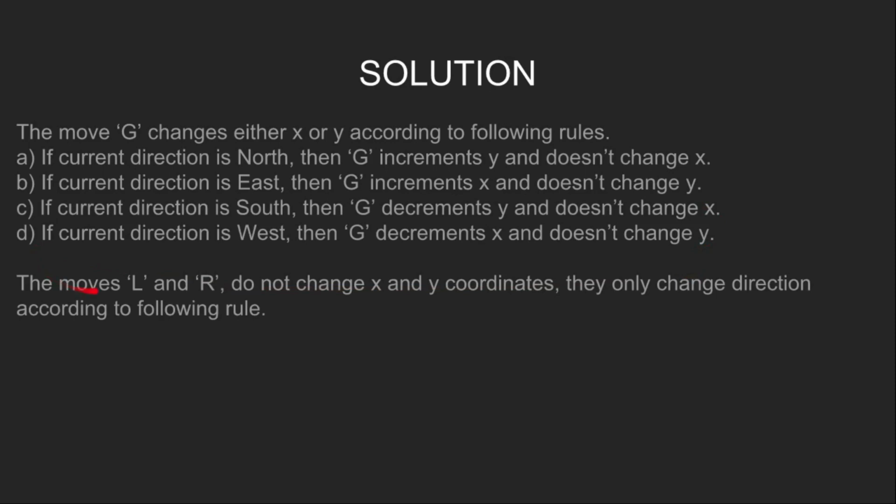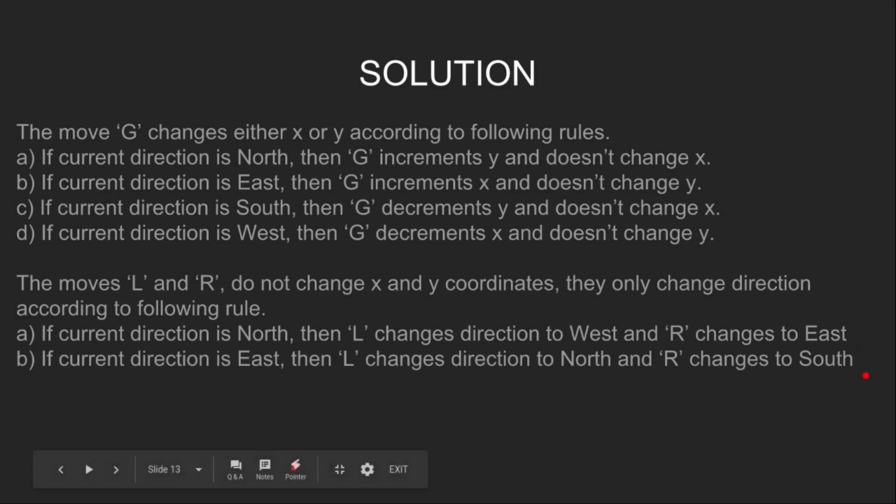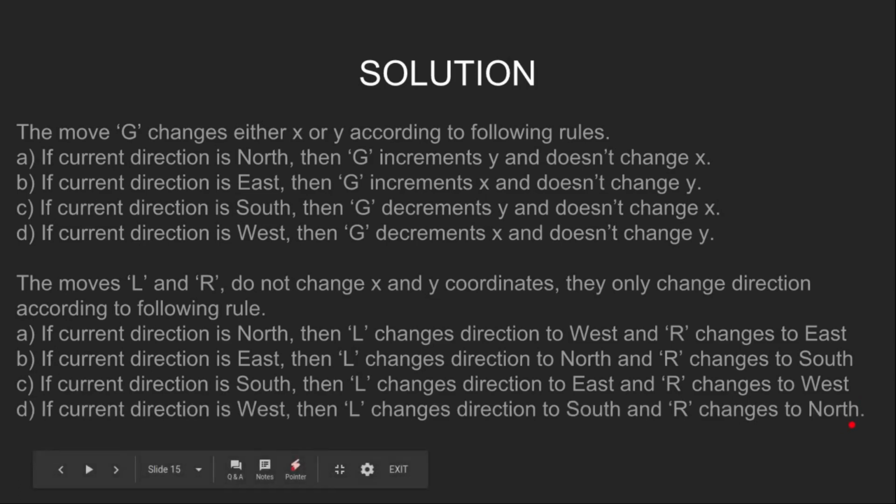The moves L and R do not change X and Y coordinates, they only change the direction according to the following rule. If the current direction is north, then L changes the direction to west and R changes the direction to east. If the current direction is east, then L changes the direction to north and R changes to south. If the current direction is south, then L changes direction to east and R changes to west. If the current direction is west, then L changes the direction to south and R changes to north.